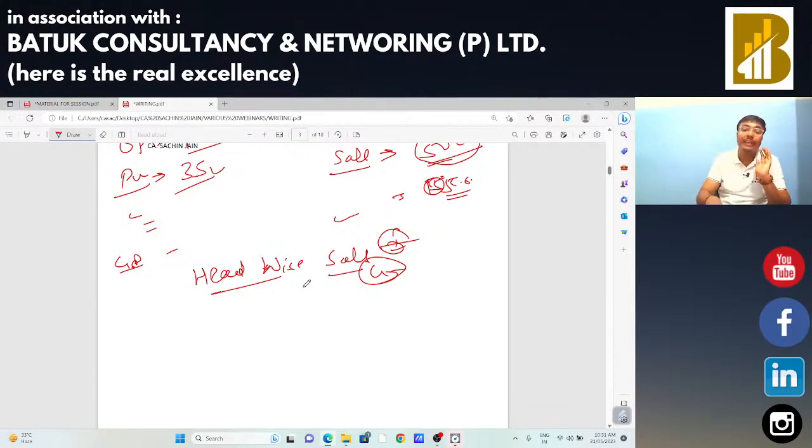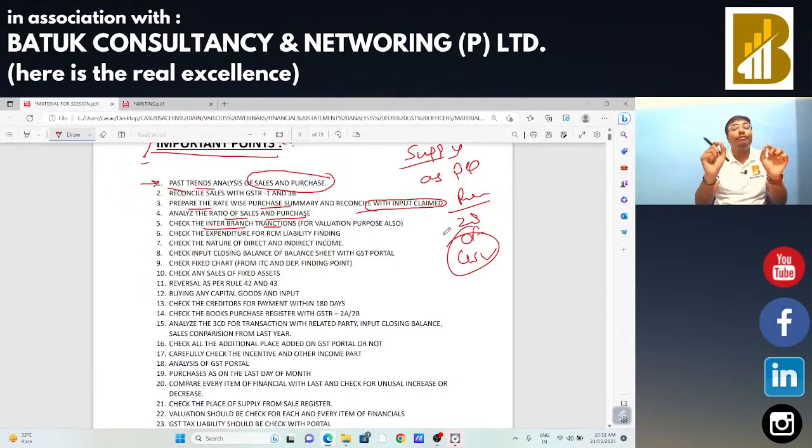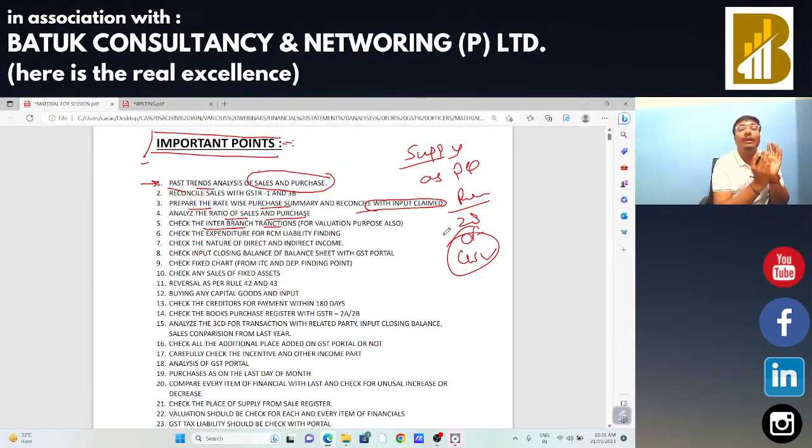Sir, you got the point in case of inter-branch transactions. So you need to be very much careful from valuation point of view. You will find revenue leakages on account of valuation. Sir, we had covered around 5 important points from analysis of financial statement. Each and everything is okay for you?